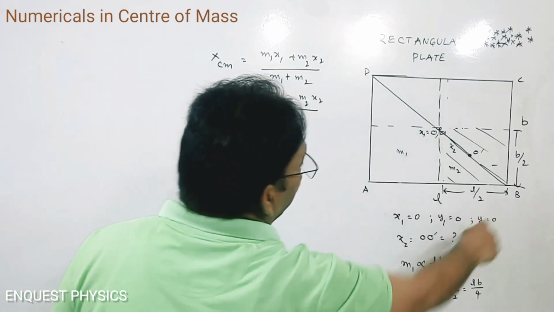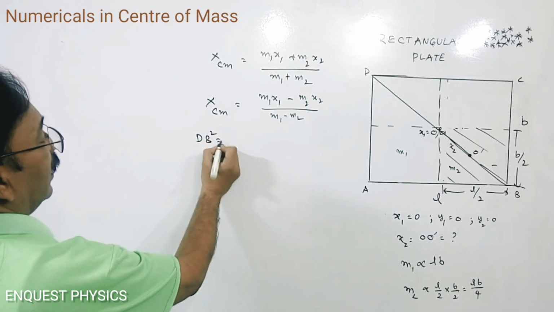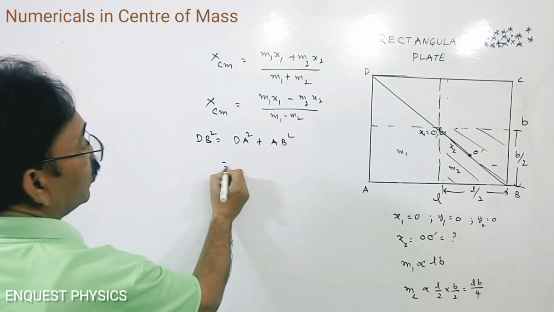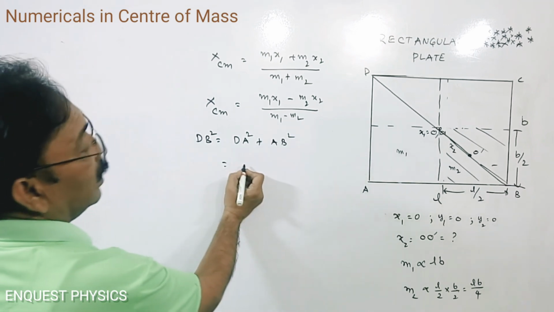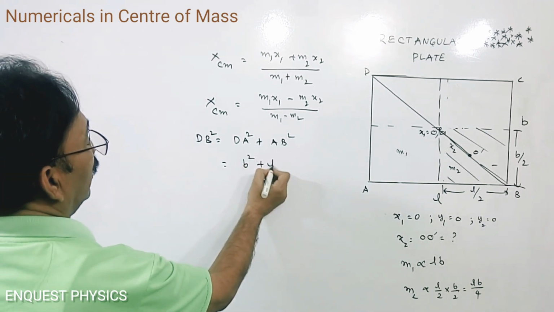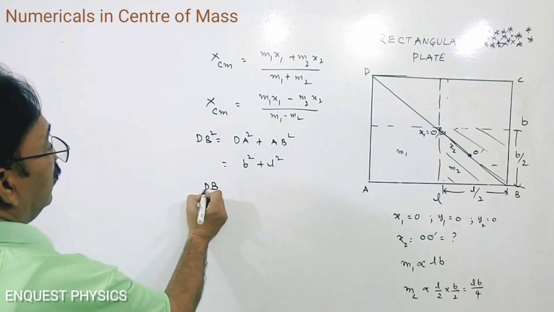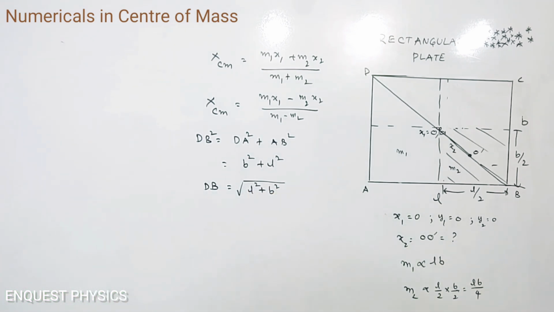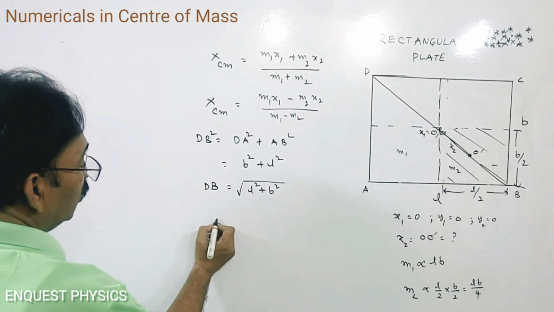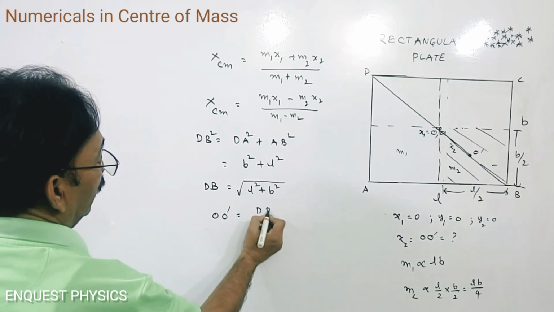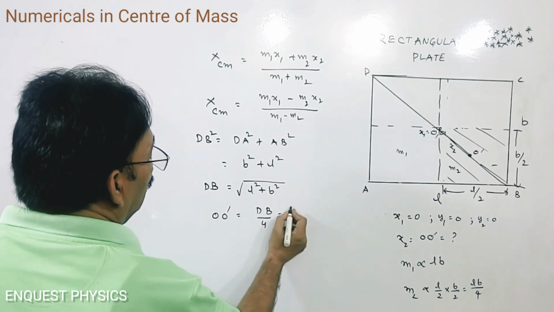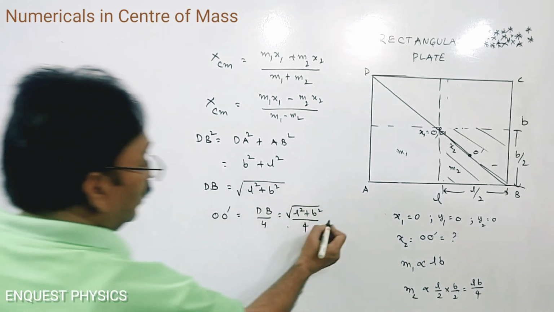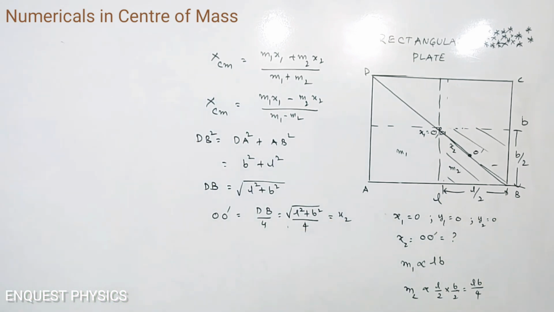In this rectangle we get a triangle, so dB squared can be written as dA squared plus AB squared. Same procedure we are following. It's the length and it's the breadth. dA is the breadth, so B squared plus L squared. That is, dB is equal to under root of L squared plus B squared. Students, we need to find out the O dash. Obviously it is the fourth part of that. O dash is equal to dB by 4, which is root of L squared plus B squared by 4, and you know that it is equal to x2. Just we are substituting the values in.